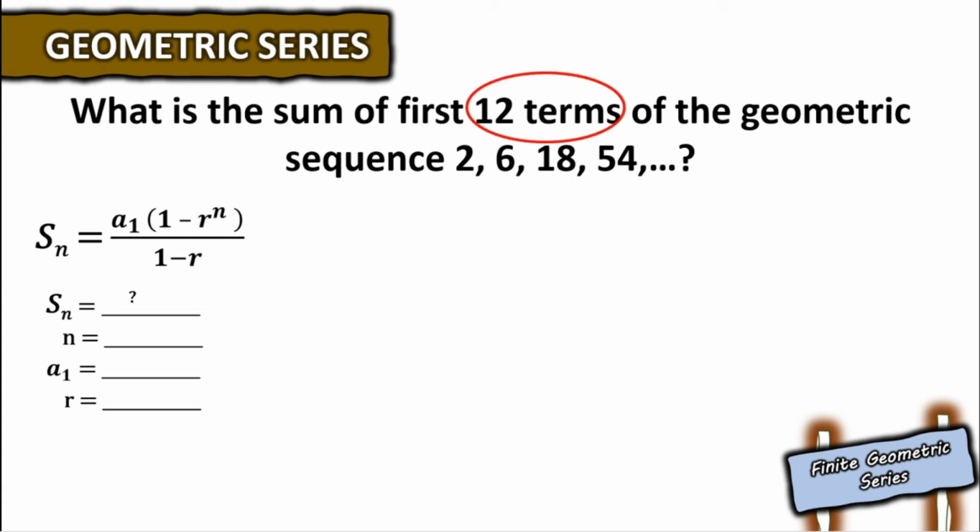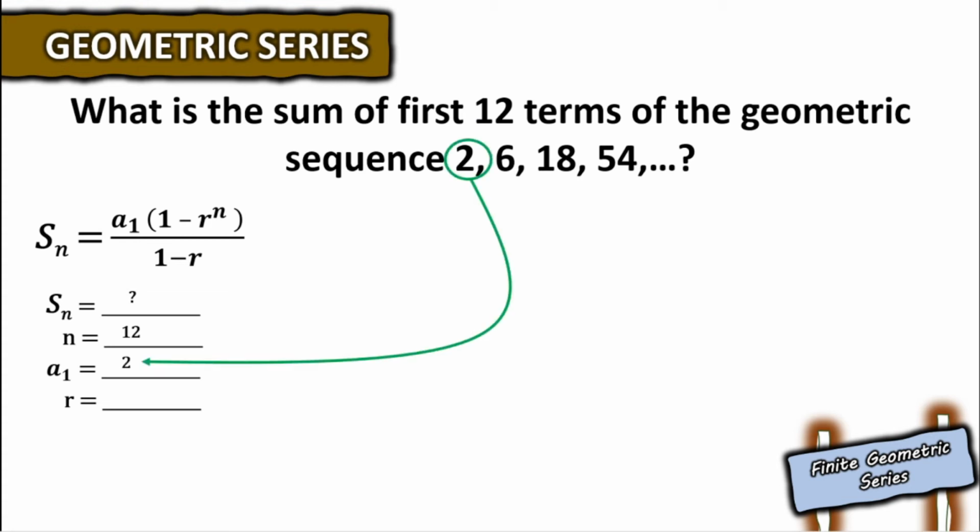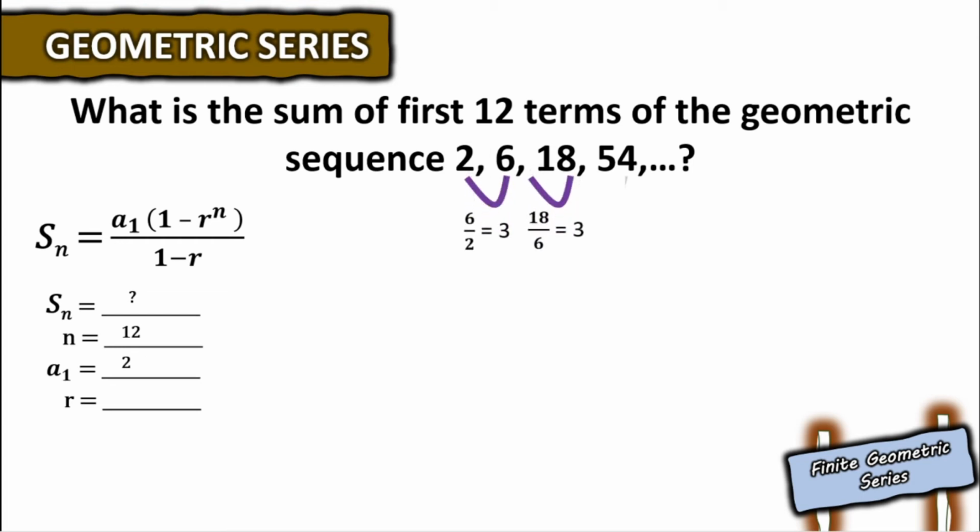The value of n is the number of terms in the given sequence, which is equal to 12. A sub 1 is the first term of the given sequence. Nakasaad sa sequence na ang first term ay 2. And in finding the common ratio r, we need to get 2 consecutive terms and find their ratio, in which in the sequence r is equal to 3. We are now complete with the necessary details, so we can now solve the problem.